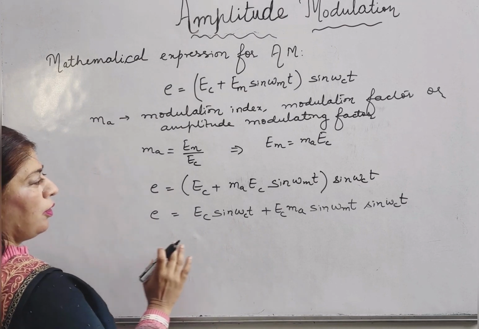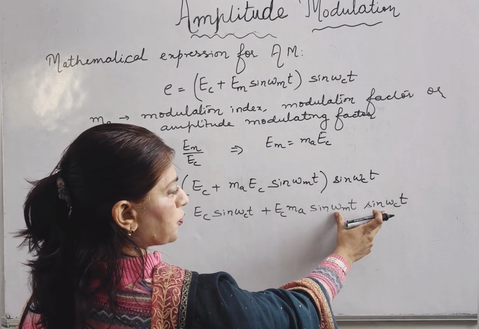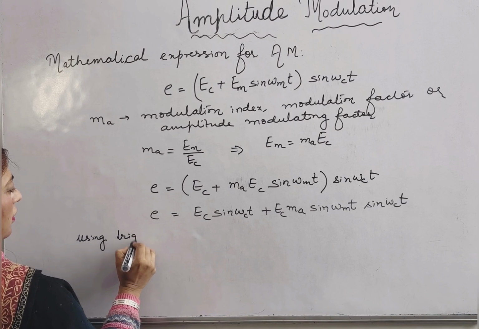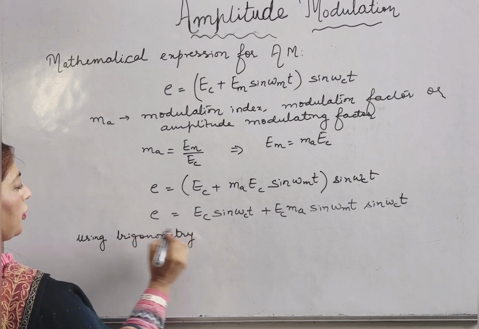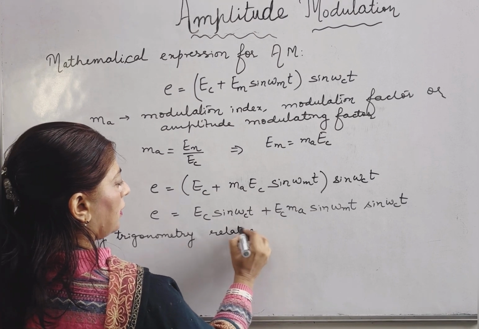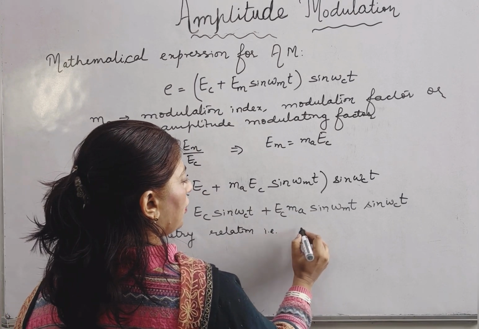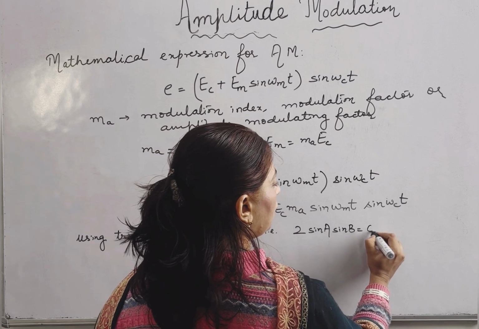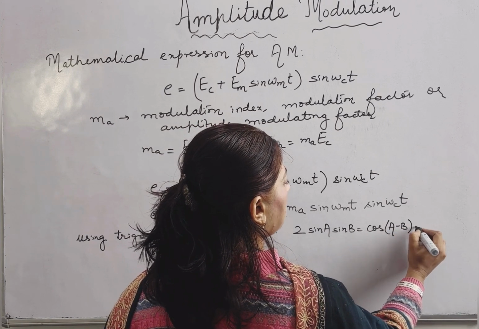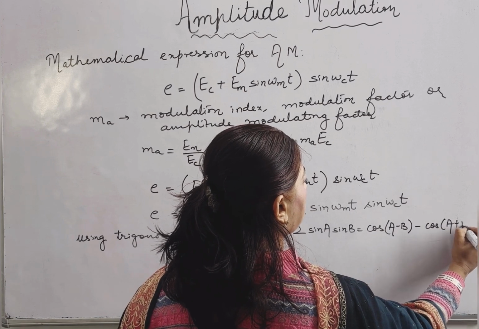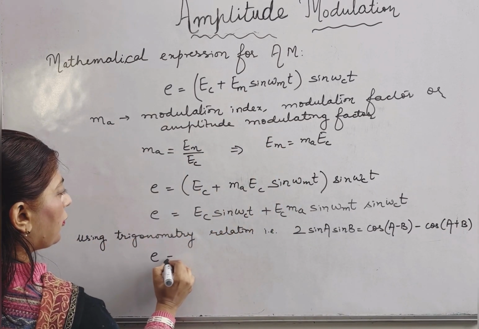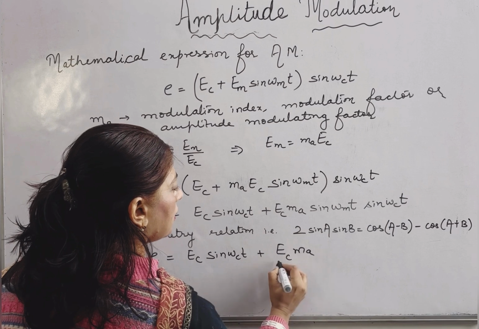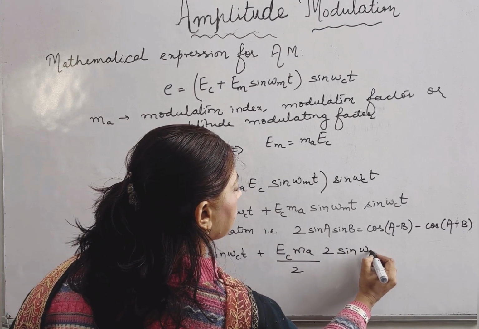Now we'll be using trigonometry to solve this expression, using trigonometry relation, that is 2 sine A sine B is equal to cos A minus B minus cos A plus B. So the above equation is written as, we have multiplied and divided by 2.